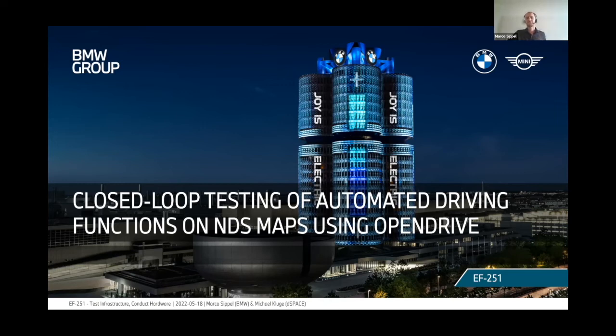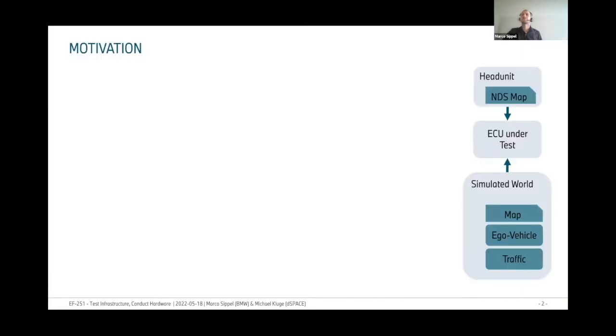Before I get into the content, I want to start with a short motivation. What's actually going on and what does our test setup look like? In the center of our test setup, of course, we have the ECU under test. And for this ECU, we need to provide appropriate inputs. Of course, that includes an NDS map. At the moment, this is running on a head unit. So the NDS map is on a head unit.